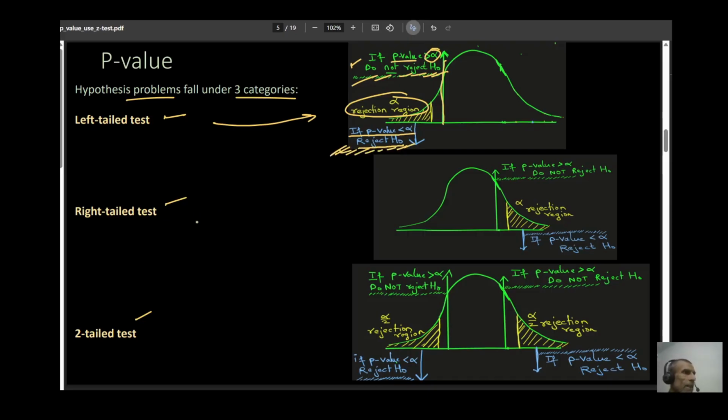Then you have a right tail test. Same logic. Let's say this is your rejection region right here. If your p-value is greater than alpha, then do not reject your H0. If your p-value is smaller than alpha, then reject your H0. And then you have the two-tailed test. In this case, your alpha will get split into two halves, because this is a two-tailed test. So alpha over 2 will come over here, and the other alpha over 2 will be on this side. If your p-value is greater than alpha, same logic, do not reject your H0. On the other hand, if your p-value is smaller than alpha, then you reject H0.